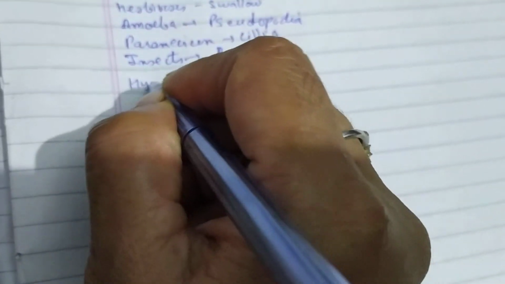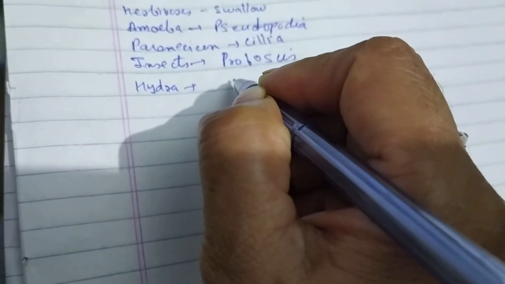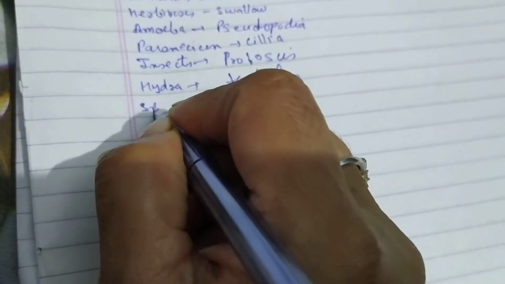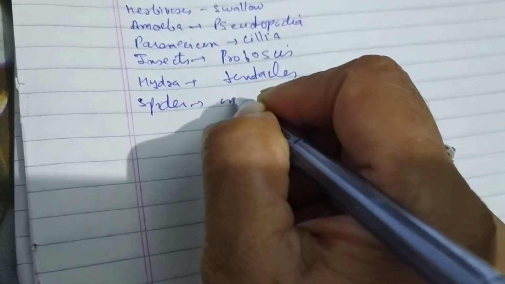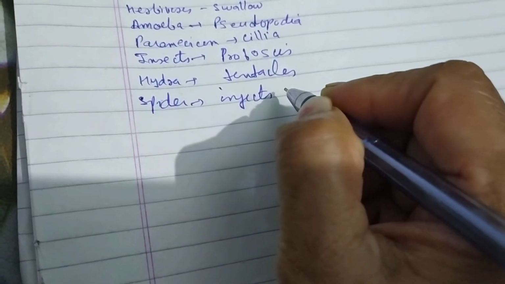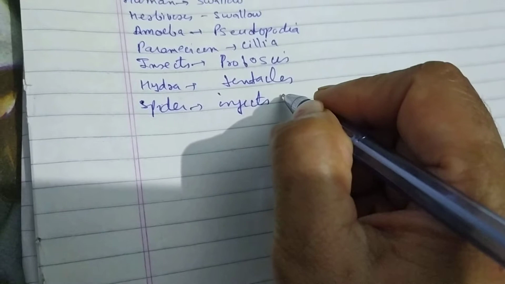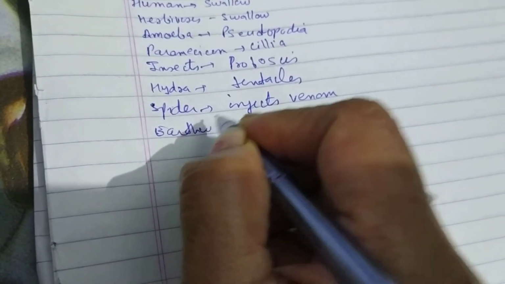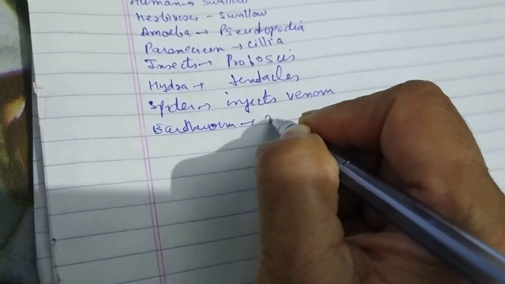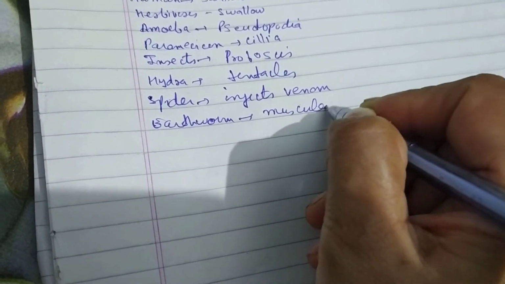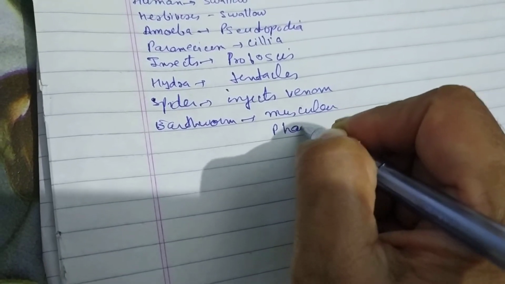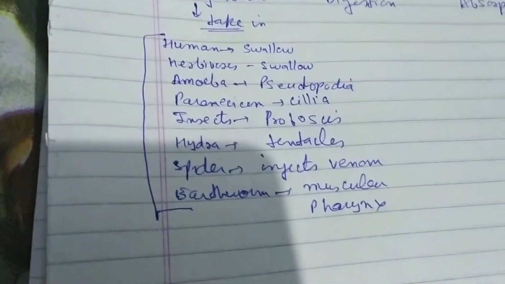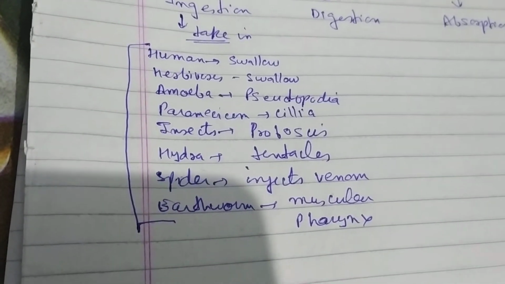And the hydra is an aquatic organism. They take the food with the tentacles on their head. And a spider injects its venom. Venom means the juice in the mouth that is poisonous. And then they suck it. Earthworms move with the help of the muscles that they have, so they swallow the food also with the help of their muscular pharynx. So these are the different methods by which different organisms take in food.